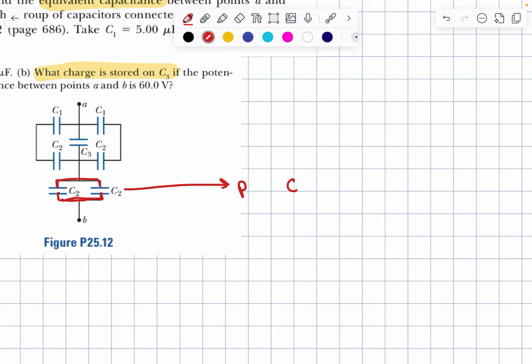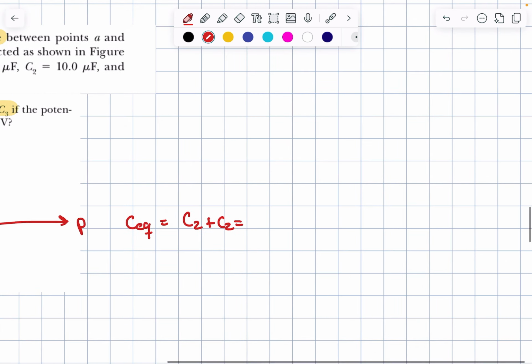And we know the equivalent capacitance for things in parallel, we just add them up together. So this is going to be equal to C2 plus C2, and we know that C2 is 10 microfarads, so this is 20 microfarads.